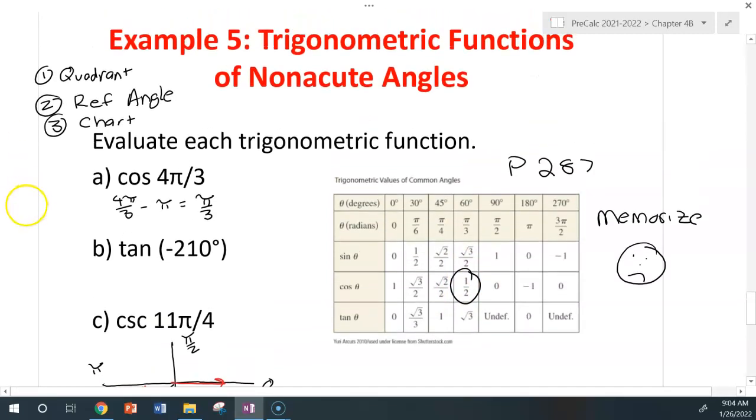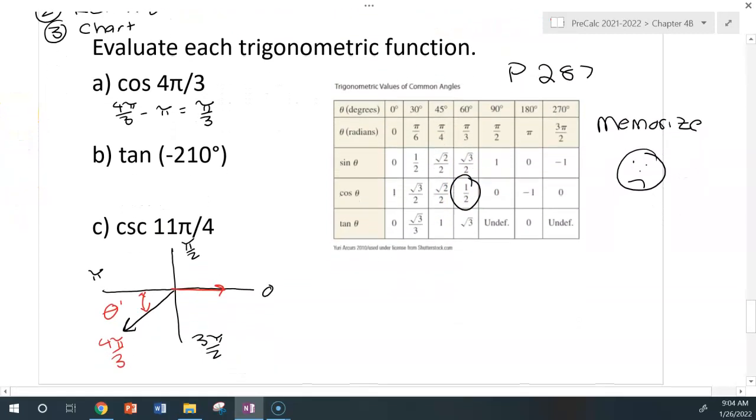And I also know that I am in quadrant 3. That means my x has to be negative, so my cosine value has to be negative. So instead of 1/2, I'm going to take negative 1/2. That's where the quadrant comes into play.